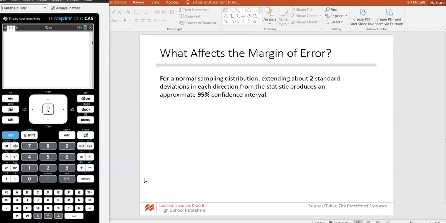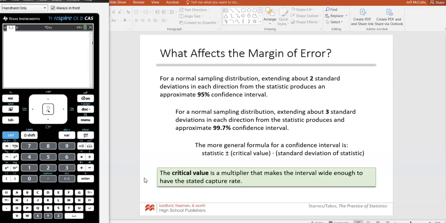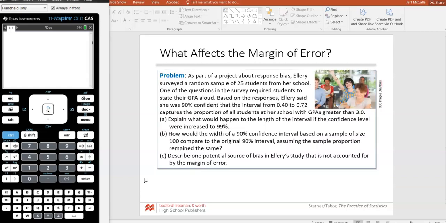So with normal sampling, the empirical rule says 95% is within 2 standard deviations. That's typical. 3 standard deviations would be 99.7%. This is a formula we'll get into later. I don't think we're talking much about it this time, but you're introduced to it here, and we'll use this more when we figure out the critical value. But statistic plus or minus the critical value times the standard deviation is the general formula for a confidence interval. We'll use that later, but it's a multiplier that makes the interval wide enough to have the stated capture rate.